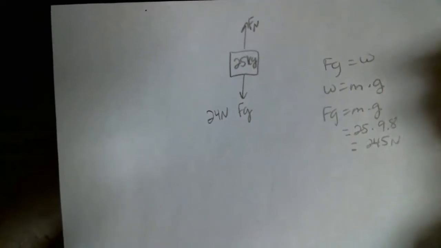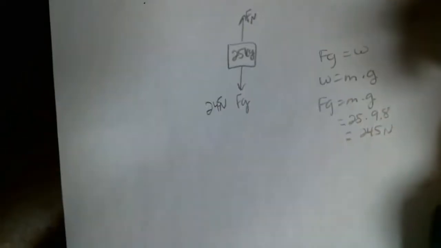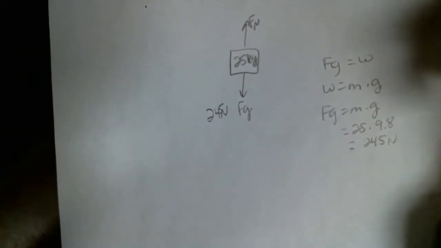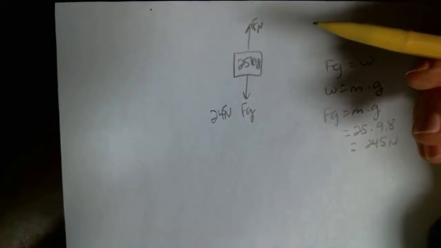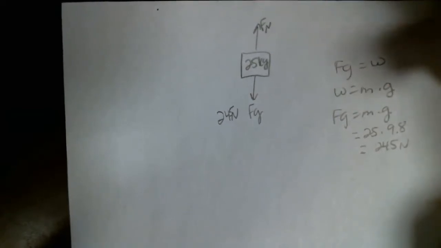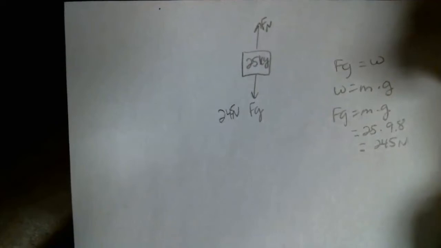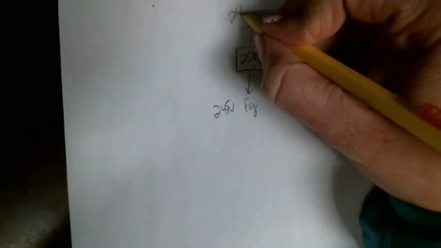Okay, now here's a question. How do I figure out Fn? Well, remember that if we have an unbalanced force, we see movement or change in movement. And if we have a balanced force, we see no movement or no change in movement. And so if this box is just sitting there, is it moving up and down at all? No, which means that my normal force must balance out my force of gravity to make this a net force of 0, to make it balanced, which means my normal force is 245 newtons.